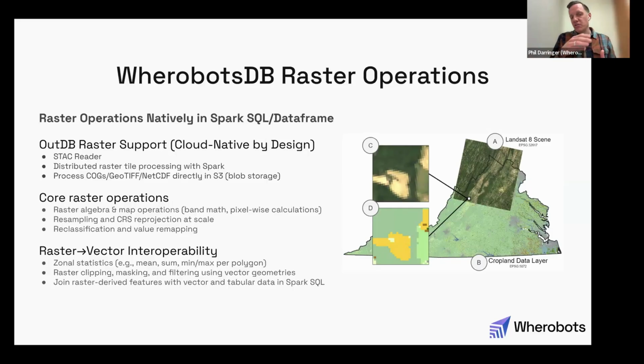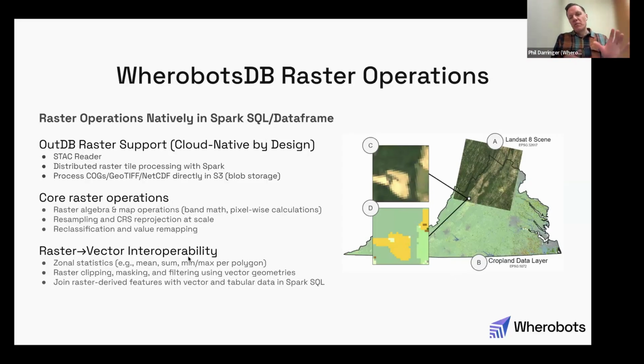So we have built-in functions to do raster algebra, for instance, to calculate indices like NDVI, or do resampling or CRS reprojection at scale. Those are all built-in functions that use the power of Sedona, use the power of WherobotsDB and the power of Apache Spark to do those at scale in a distributed compute environment.